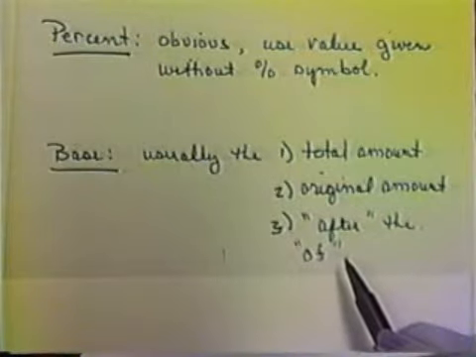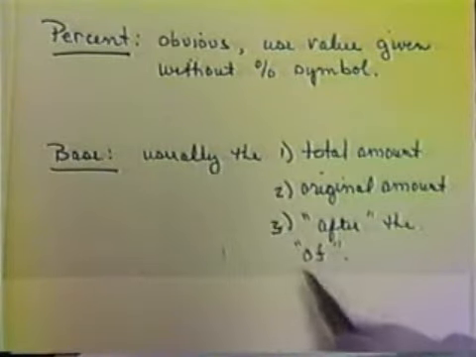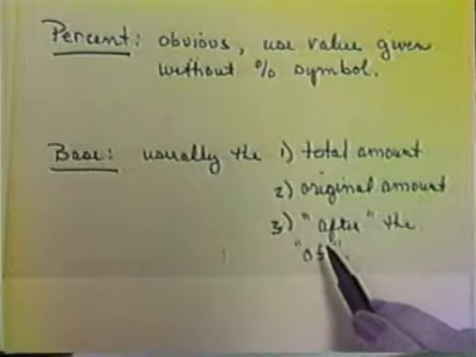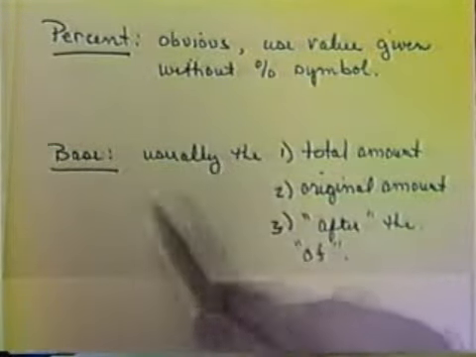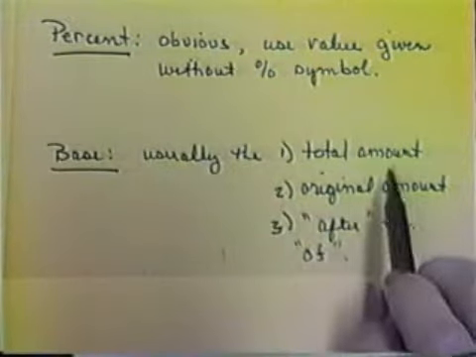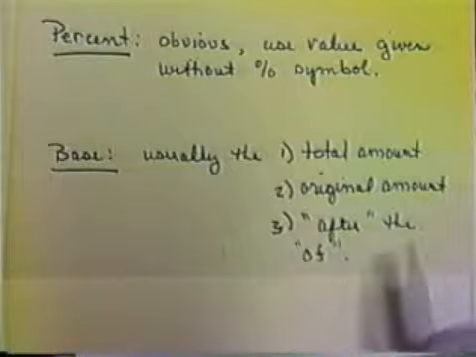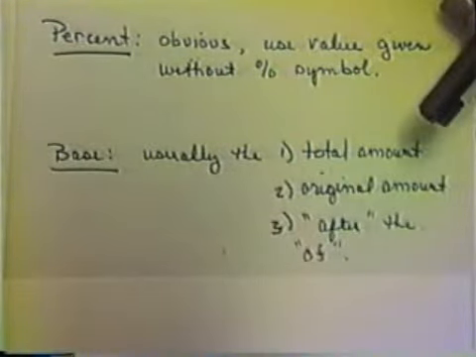Now, depending on the way the question is asked, the word of isn't always used, but it's implied, and we could probably rewrite the sentence using the word of. So the base is the total amount, the original amount, but usually it's what's after the word of.